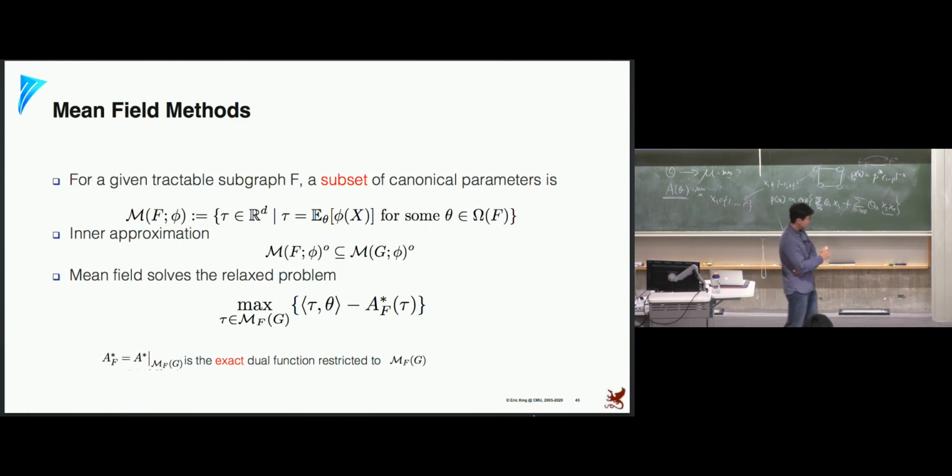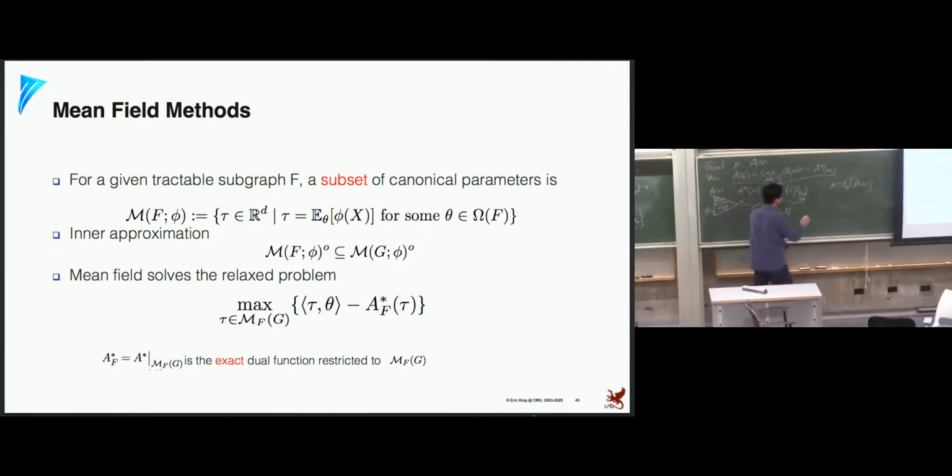Okay, so now for a new set of canonical parameters, because we've reduced from the original sigma to something smaller, sigma F, what is going to happen for the mean parameters? Is the set of MF going to become larger or smaller?